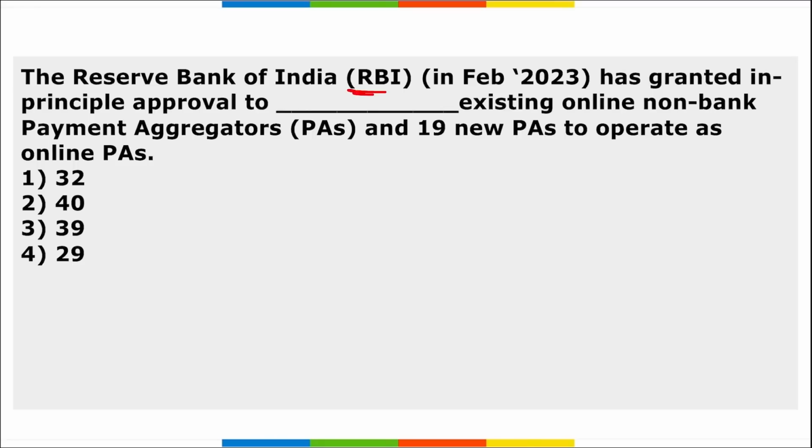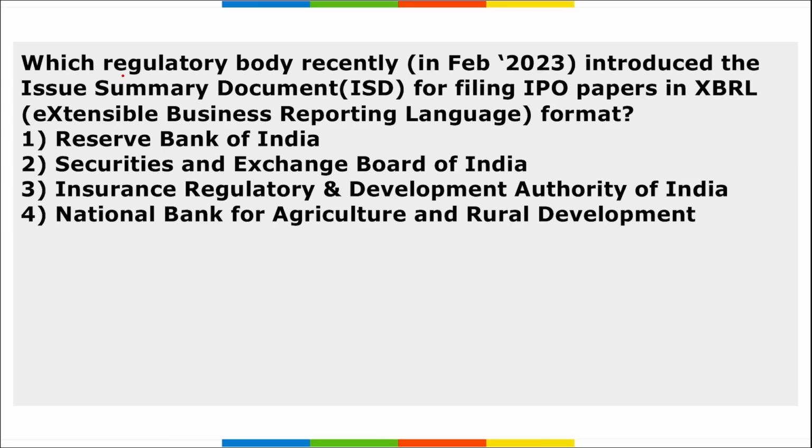Next, RBI has granted in principle approval to how many existing online non-banking payment aggregators? So 32 existing online non-banking payment aggregators and 19 new payment aggregators to operate as the payment aggregator. Next, which regulatory body recently introduced the issue summary document for filing IPO papers in XBRL, that is your extensible business reporting language format? It is your SEBI, that is your Securities and Exchange Board of India.